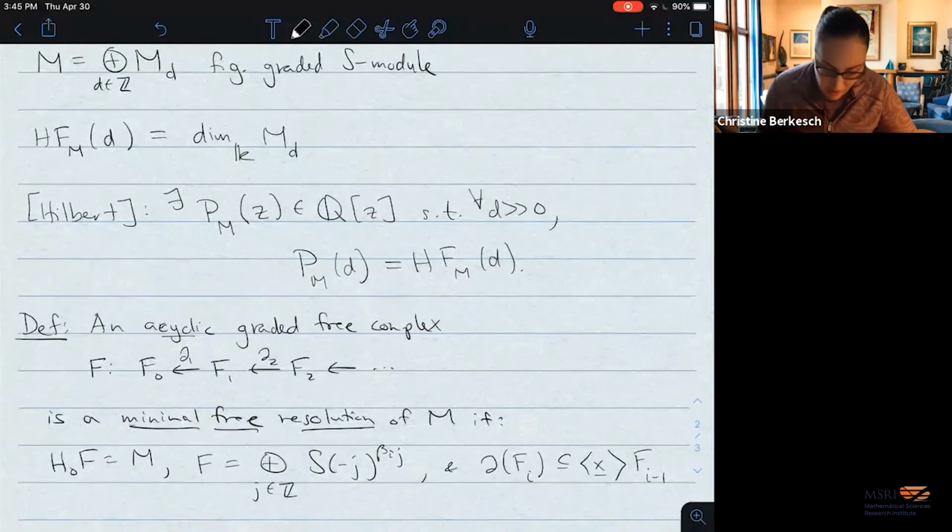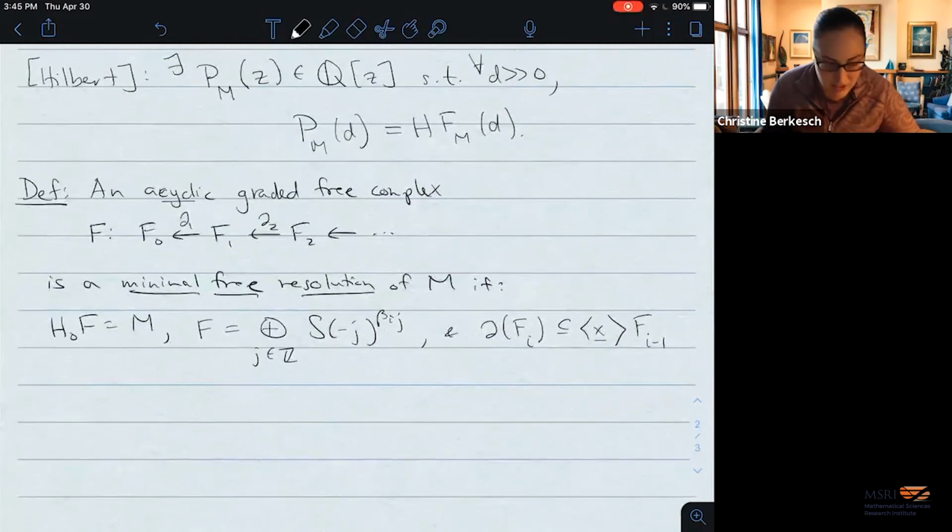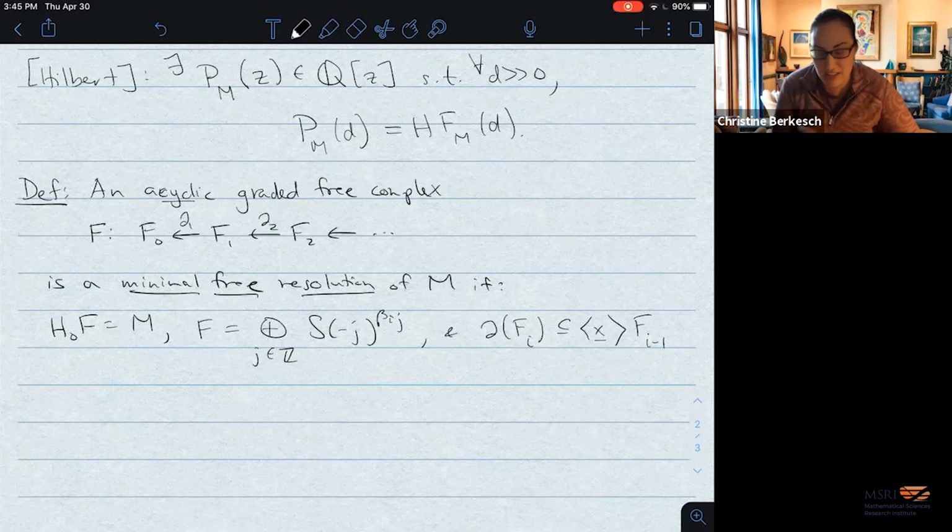Okay, so how does this help us with computing the Hilbert polynomial? Well, having a graded complex here is really useful because when you restrict to a single graded degree, then you have a single complex that's a complex of vector spaces. In this case, then it'll also be cyclic. And so once you have a complex of vector spaces, you can do computations very quickly.